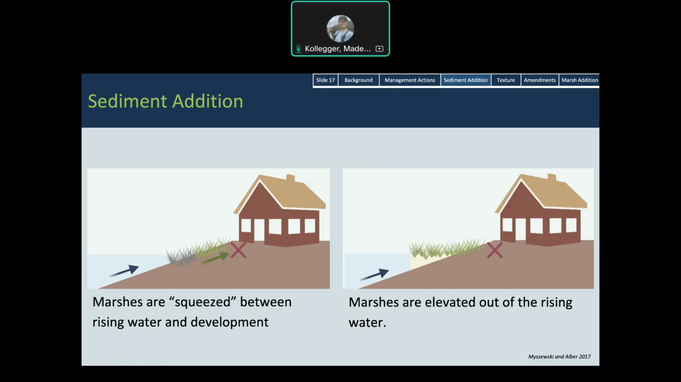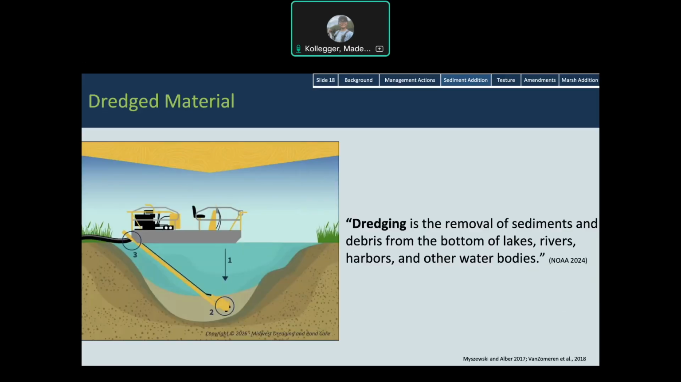On the right-hand side, we have sediment addition, where a layer of sediment has been added to the top of the marsh to elevate it out of the rising seawater. And that's really as simple as sediment addition needs to be. It just needs to protect and elevate the marsh out of the rising water. And so typically with these projects, dredge material is used.